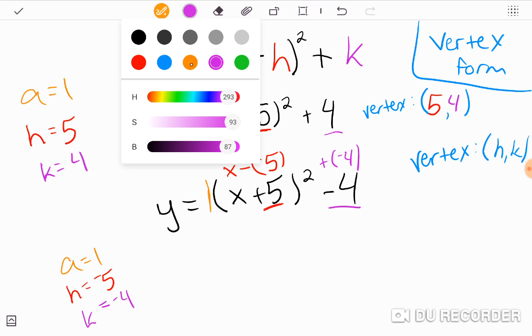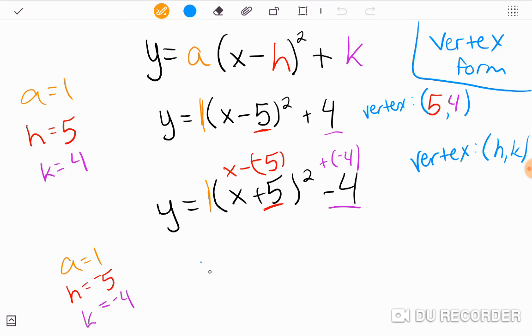So my vertex for this example is going to be h, k. So negative 5. Let's finish with the blue. And then my k is going to be negative 4.